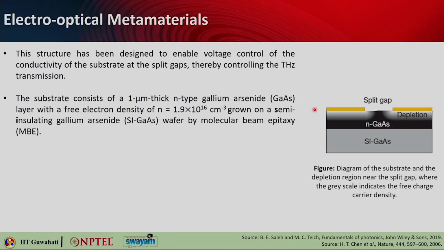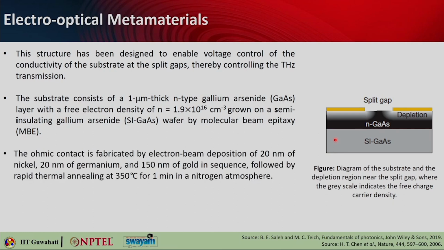Now, if you look at the substrate, it actually consists of 1 micron thick n-type gallium arsenide, which has a free electron density of 1.9 x 10^16 per centimeter cube, and that is grown on a semi-insulating, that is SI, gallium arsenide wafer, and this is done by the molecular beam epitaxy method. We will look into this method towards the end of this course. Right now, you just need to know that this method is being used to grow this.